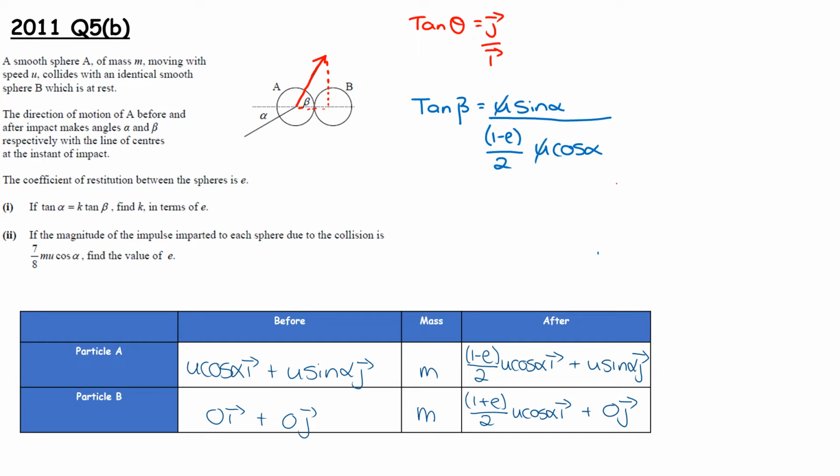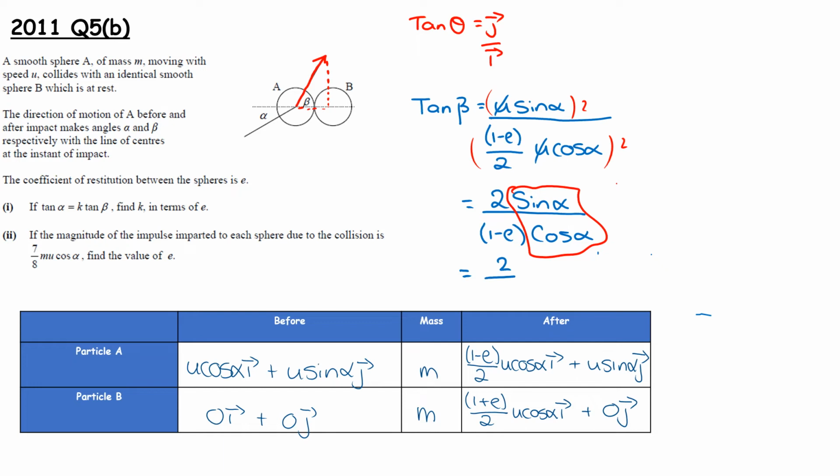However, the u's cancel and sine over cos gives us tan. Now, the 2 on the bottom line is a little bit of a pain, so if you want to multiply the bottom line by 2 and the top line by 2, I'll do this in a few steps, we get 2 sine alpha all over 1 minus e cos alpha. This piece here, sine divided by cos, is tan, so that's 2 all over 1 minus e tan of alpha.